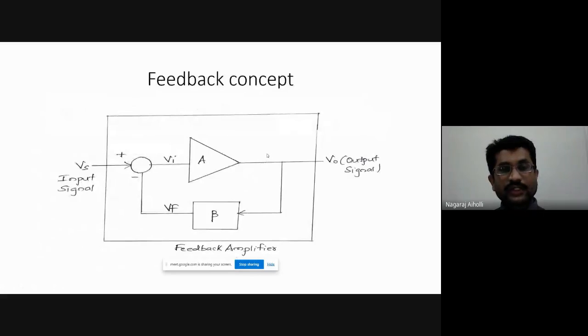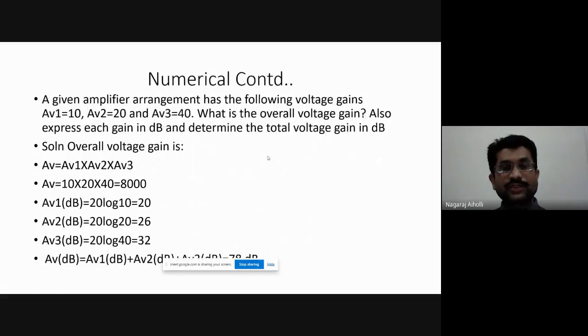I hope everybody understood these two examples. Any difficulty in these two examples? No, sir. Fine.